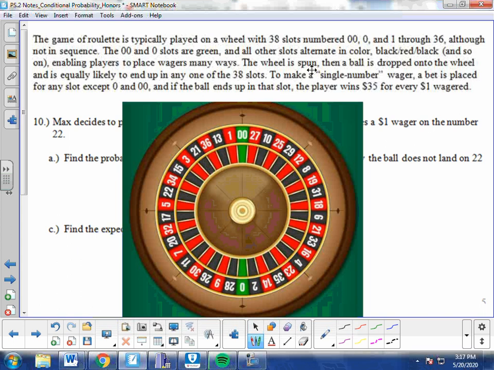There are multiple ways you can make wagers, but to make a single number wager, a bet is placed for any slot except for 0 and 00. If the ball ends up in that slot, the player wins $35 for every $1 they wager. So if I put a dollar on number 29 and the ball ends there, I win $35. If I put $10 on number 25 and the ball ends there, I win $350.